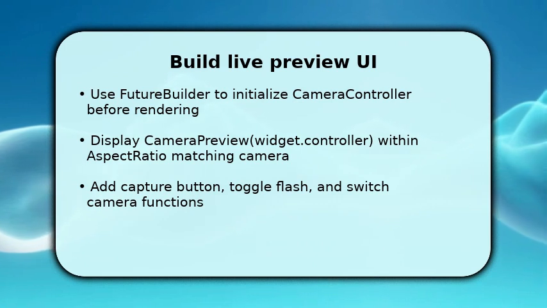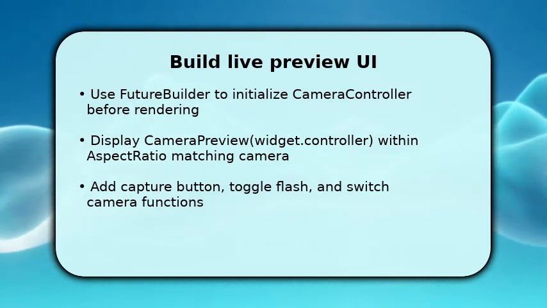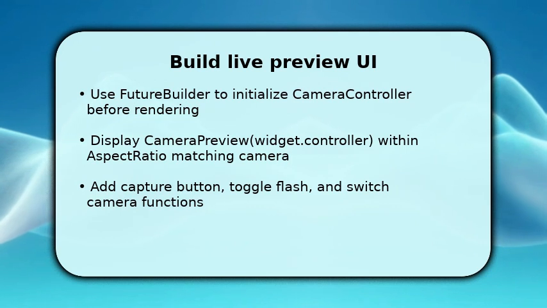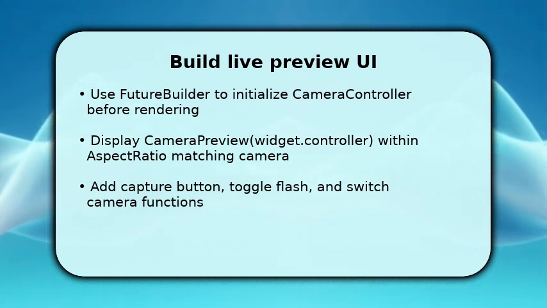Add a toggle to switch lenses by reinitializing the controller with a different camera description, and provide flash mode control so users can change torch states in real time.